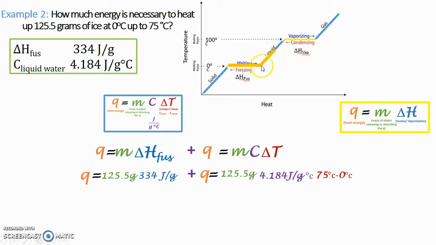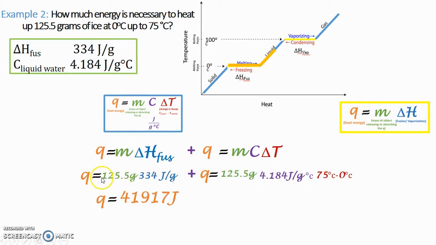So right in this section right over here, we want to go up to 75 degrees Celsius, but we start at 0 degrees Celsius. So that's why our delta T is 75 degrees Celsius minus our 0 degrees Celsius. The last thing that we want to do is add up all these values on both sides of the equation, and then just sum them all together.